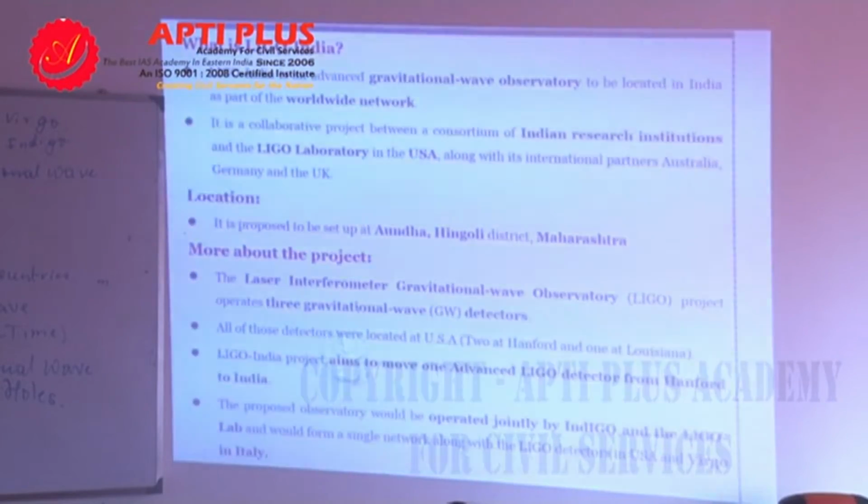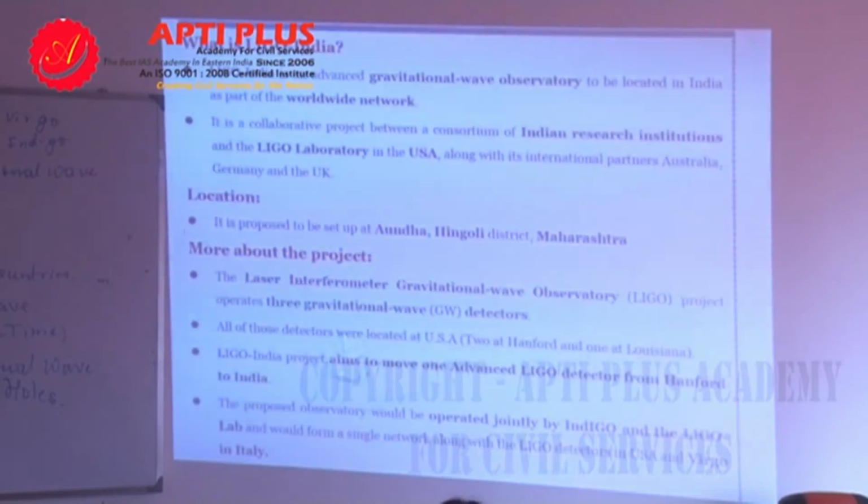The Nobel Prize was given in the area of LIGO, the detection of gravitational wave. Now what you have to know from the Indian aspect: there is a LIGO laboratory in the USA along with its international partners Australia, Germany and UK. And now it is proposed to be set up in Aundha, Hingoli district of Maharashtra, that is near Pune.